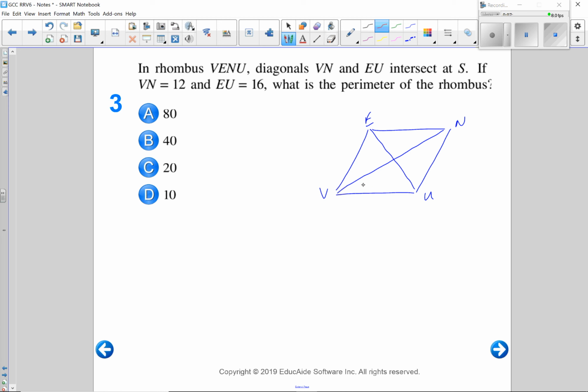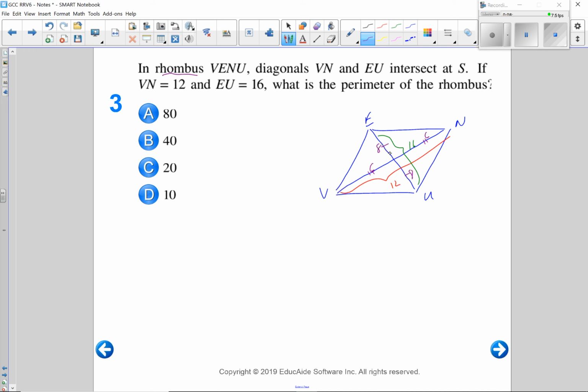The important thing is that VN was 12, and EU was 16. So if that's true, and given that it's a rhombus, the properties of a rhombus tell me that the diagonals bisect each other. So that's one thing that happens. So these are going to be equal, and those are going to be equal. So if EU is 16, that means this piece is 8, and this piece is 8. And if VN is 12, that means this is 6, and this is 6.